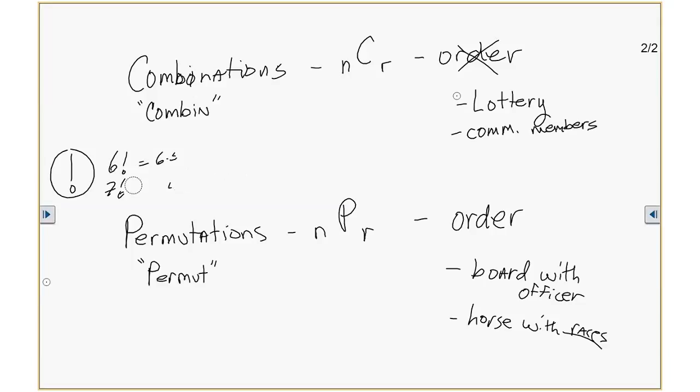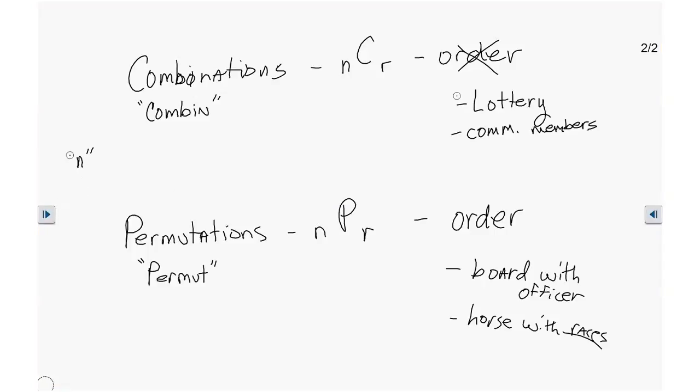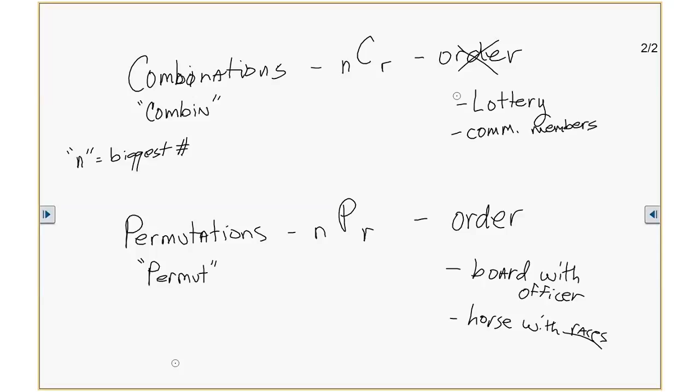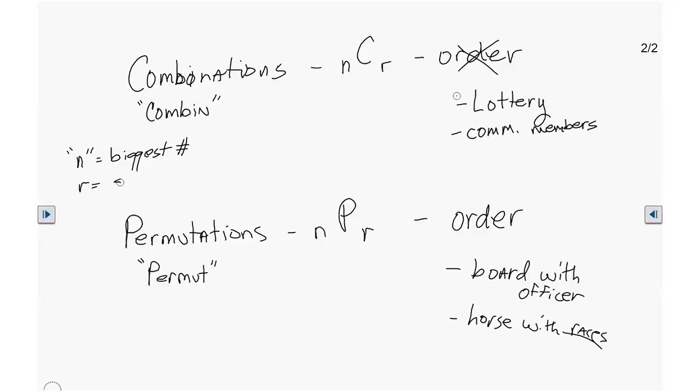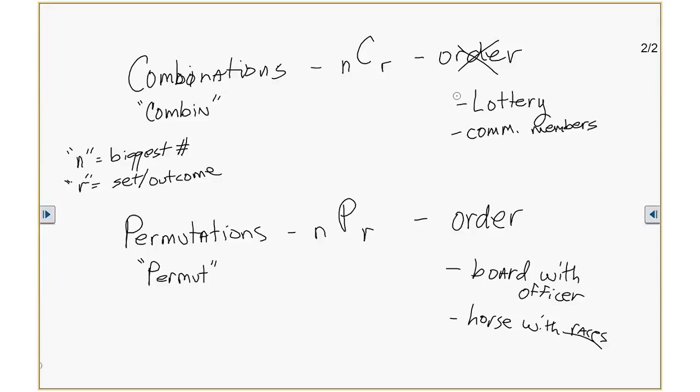Now, how do you use nPr and nCr? Well, n is always your biggest number. On the lottery, you can pick 1 through 59. Well, 59 would be your n. Okay? C means combination, and r is the set or outcome. How many numbers are on the Powerball? Well, there's 5 numbers. Okay, so 5 would be r. There's 5 places for those numbers. So with the Powerball, 59 numbers, combination of 5 places. And that'll give you how many combinations there are to that Powerball.